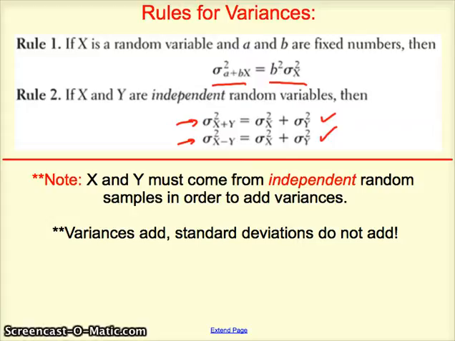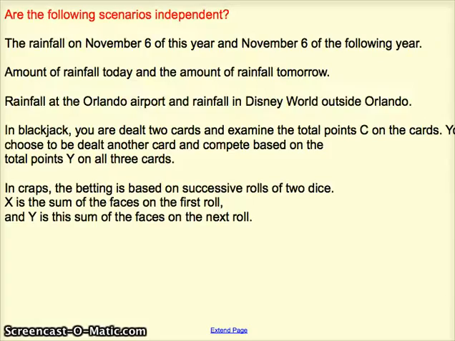These formulas only work, here's a multiple choice question, they only work if x and y come from independent random samples. So you might be asked these questions, is it okay to call these independent scenarios? Would I be okay adding variances here? Rainfall on November 6th of this year, November 6th the following year, are those independent? Probably. Amount of rainfall today, amount of rainfall tomorrow on consecutive days, are those events independent? Probably not. And you can read through the rest of these.